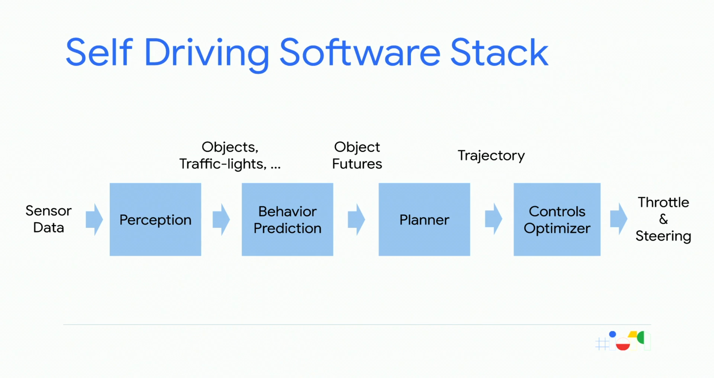This module is responsible for predicting possible futures for objects. For example, there's a car in front. Is it going to turn left, turn right, or stay stopped? Things like that. Then all of this information goes further into a planner module.